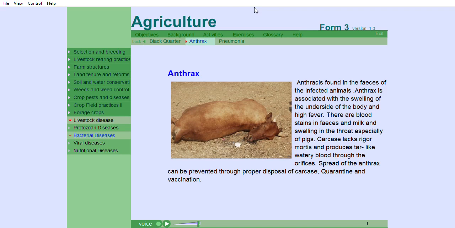Carcass lacks rigor mortis and produces tar-like watery blood through the orifices. Spread of anthrax can be prevented through proper disposal of carcass, quarantine, and vaccination.